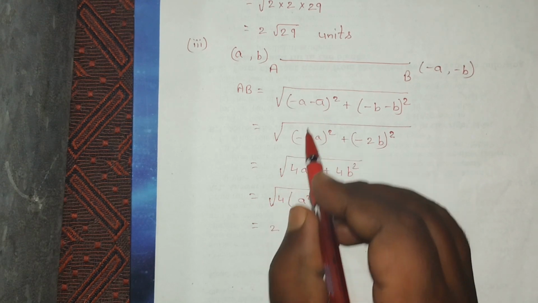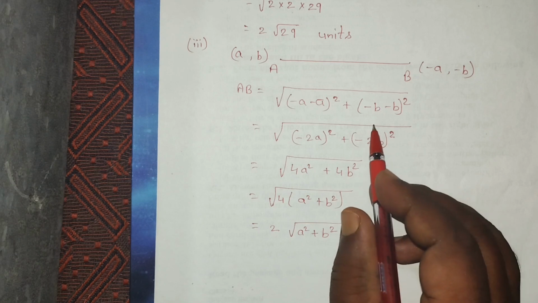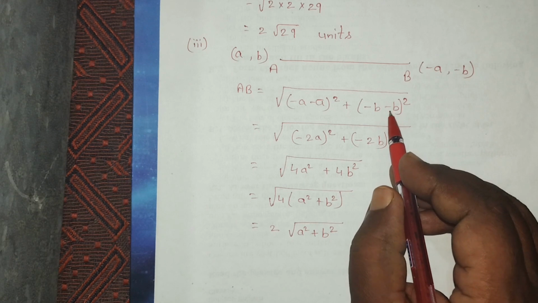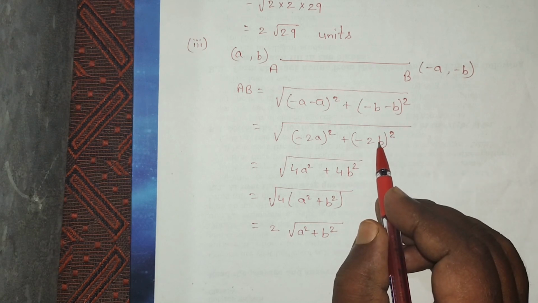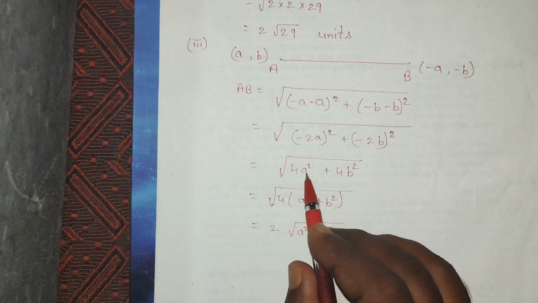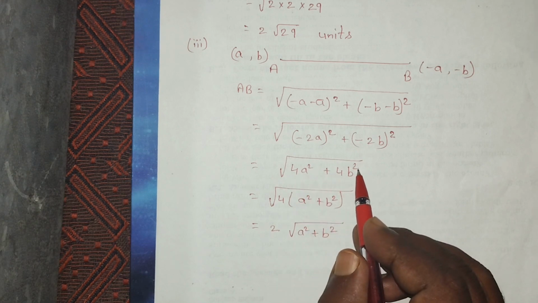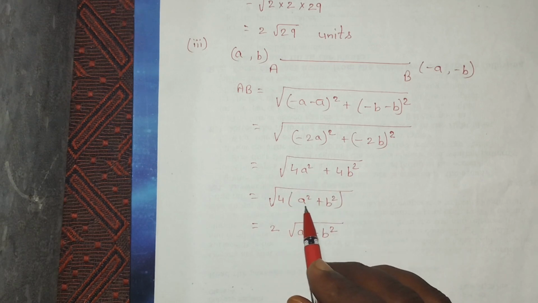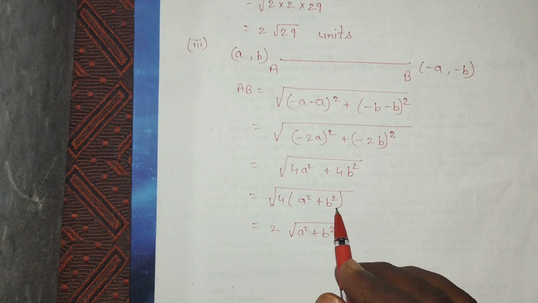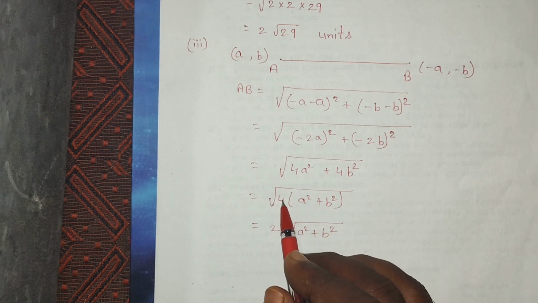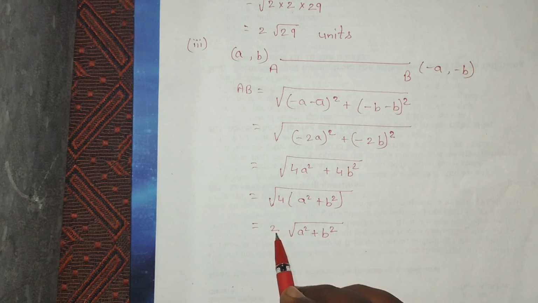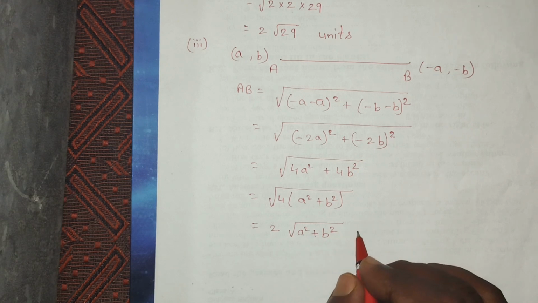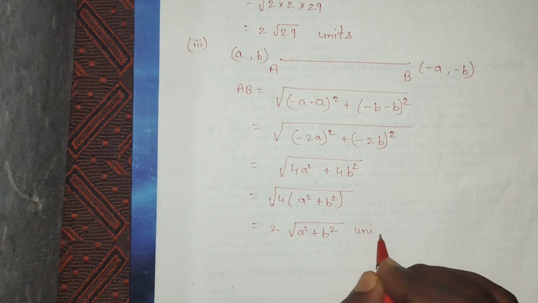Minus a, that becomes minus 2a, plus sign from the above. Minus b, that becomes minus 2b. Squaring these things we get 4a square plus 4b square. Taking 4 common we get 4 into a square plus b square. Square root of 4 is 2, so 2 comes out of the root, and inside the root we get a square plus b square, and at last you have to write units.